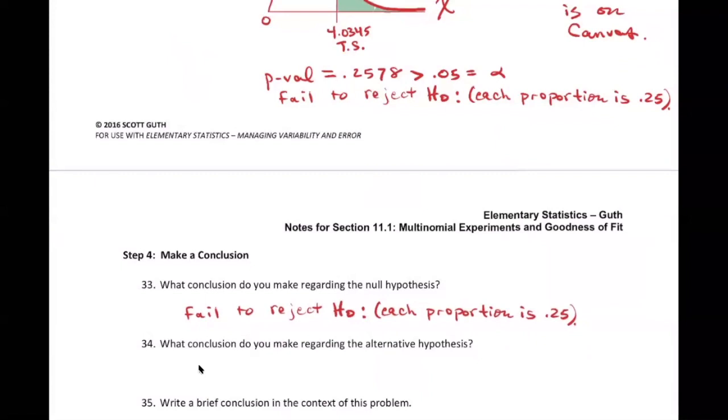Now, remember, failing to reject it is different from saying it's true. So we never support the null hypothesis. We just say we can't reject it. You can only support the alternative, and we do support the alternative when you reject the null, but we didn't, so we can't. So we don't support the alternative.